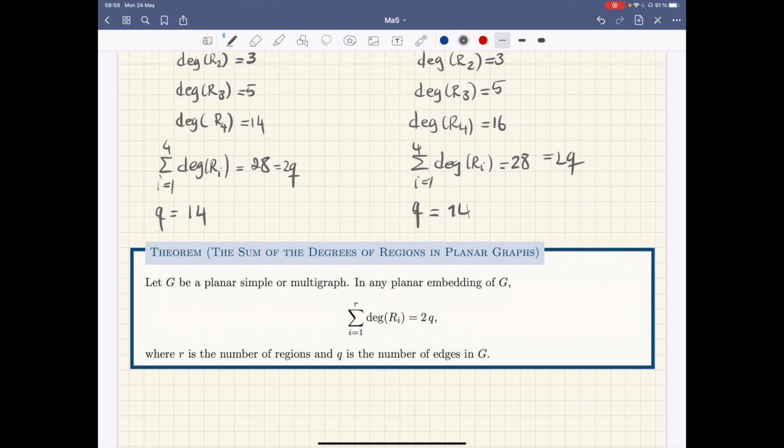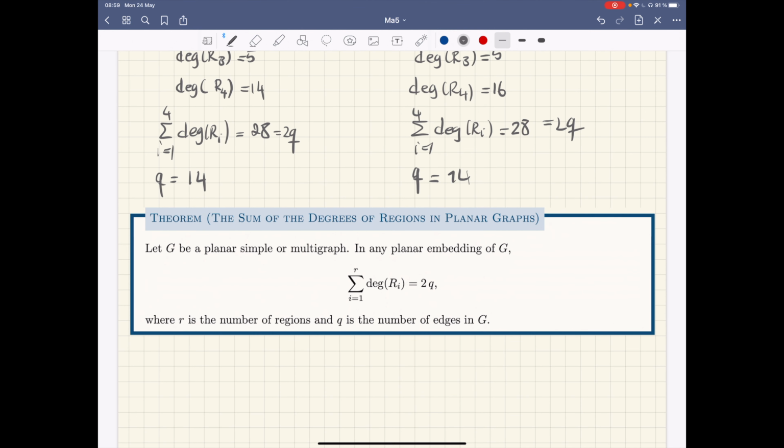Okay, so here, this is exactly what I want you to understand. If you have a planar, simple, or multi-graph, then in any planar embedding of G, we have this relation, which we actually discovered. And the proof is not hard, actually. Every region, any edge on the boundary of any region is counted 2 times, yes, when you add all these degrees together.